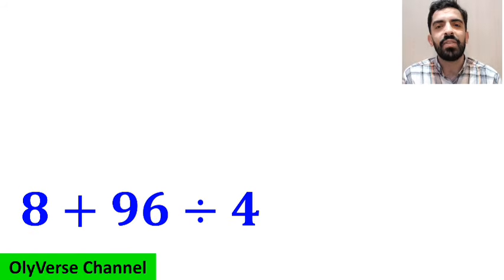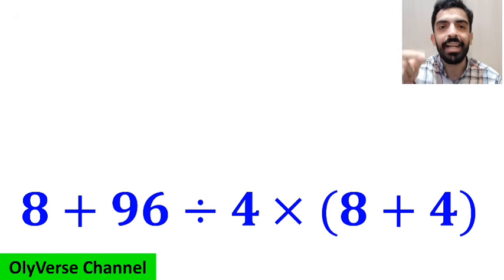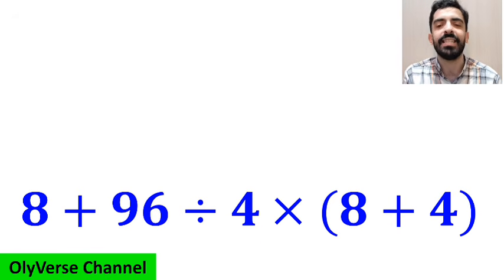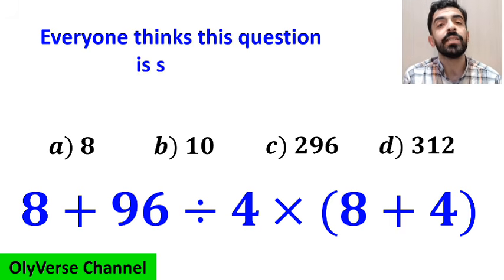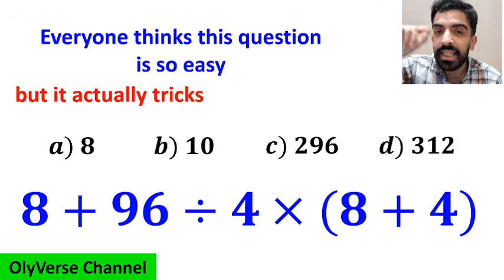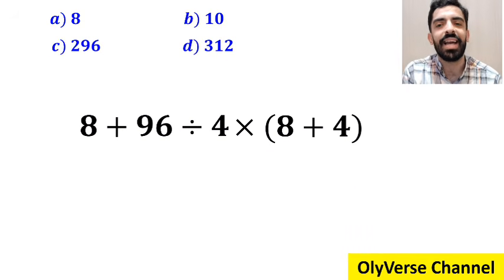What is the value of the expression 8 + 96 ÷ 4 × (8 + 4)? Which option do you think is the correct answer to this question? Everyone thinks this question is so easy, but it actually tricks a lot of people. Let's take a closer look and solve it together.